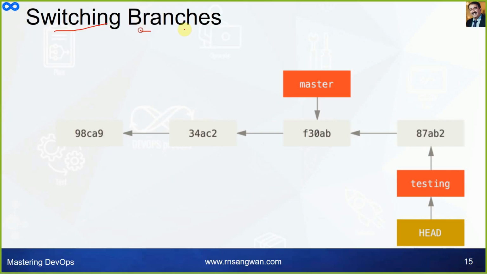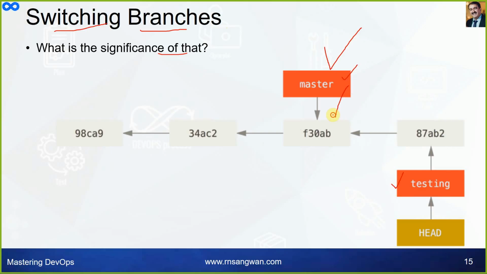Now switching branches, now we are good, we are moving ahead. What is the significance of that? Obviously the significance is master branch was left behind. Now you are working with testing. Master branch pointer is pointing to the old commit, the third commit. But after that you made one more commit. That commit will point to the new commit, and that is your test branch.